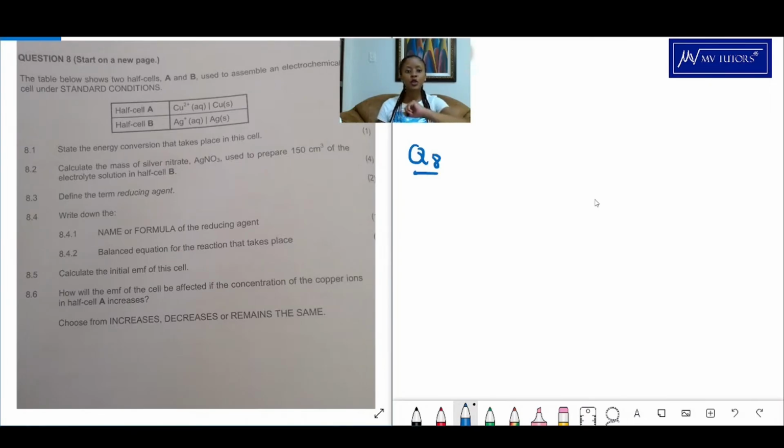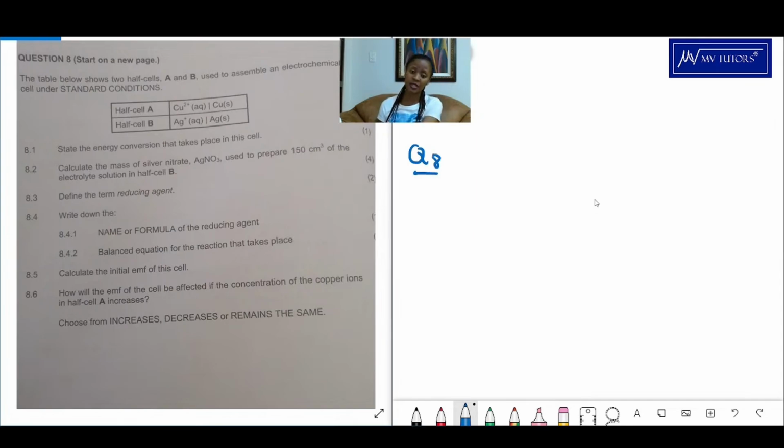The table below shows two half cells, A and B, used to assemble an electrochemical cell under standard conditions. As soon as you hear or see the words half cells, you must know this type of electrochemical cell must be a galvanic or voltaic cell. It's not going to be an electrolytic cell.